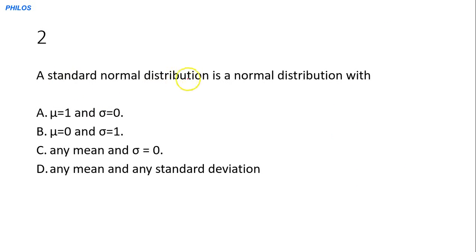A standard normal distribution is a normal distribution with. The correct answer for question 2 is B. A standard normal distribution is a normal distribution with mean of 0 and a standard deviation of 1. So the answer is B.